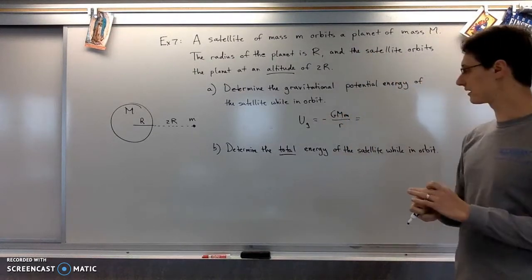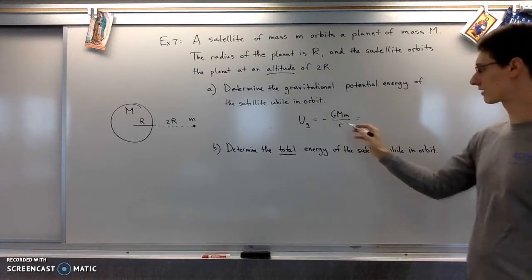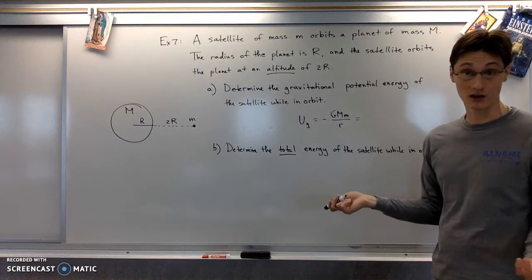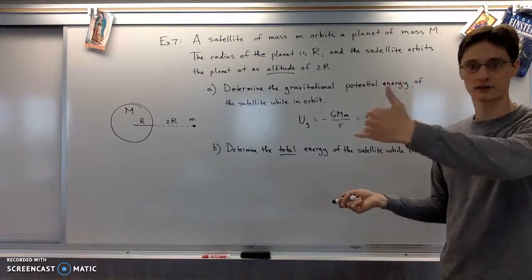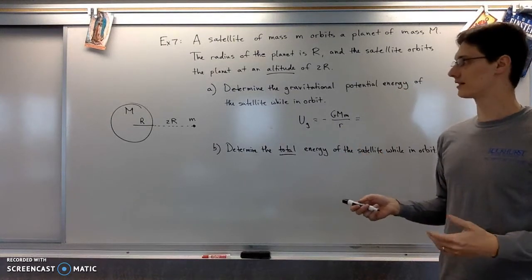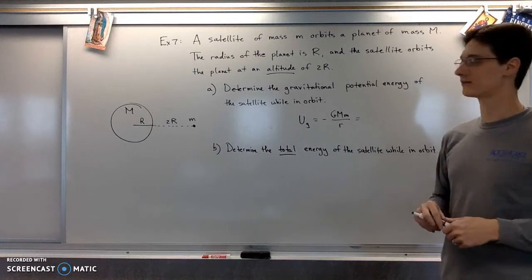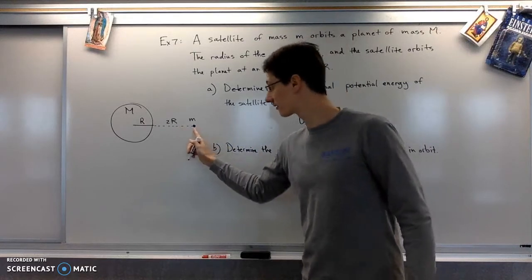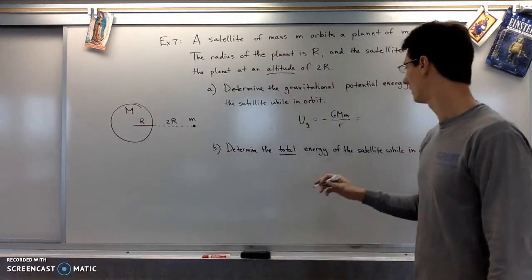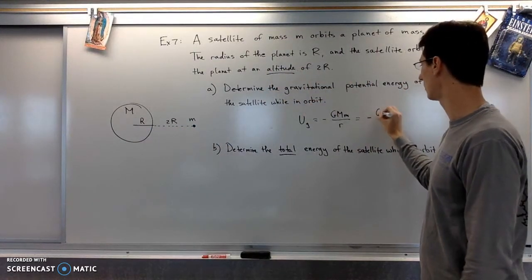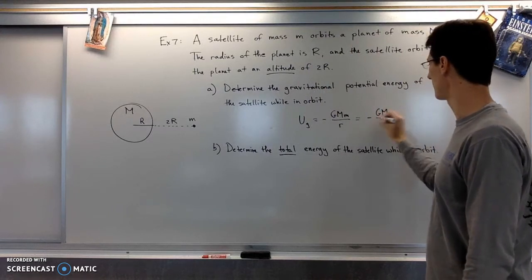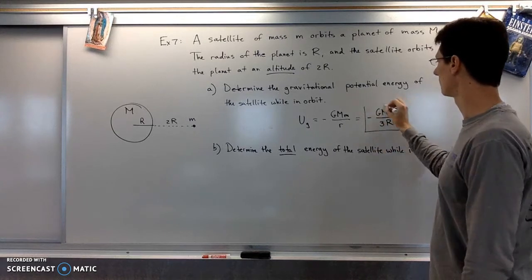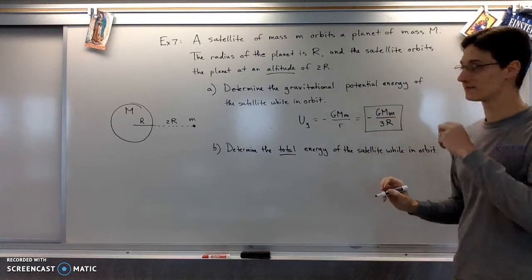And then really the only extra thing we've got to plug in here is exactly what is r, right? We can't just leave it as r. r is where the satellite is relative to the center of the Earth. Well, that would be not 2R, but rather to the center of the Earth, so a grand total of 3R. All right, and that's its gravitational potential energy up where it is in orbit.